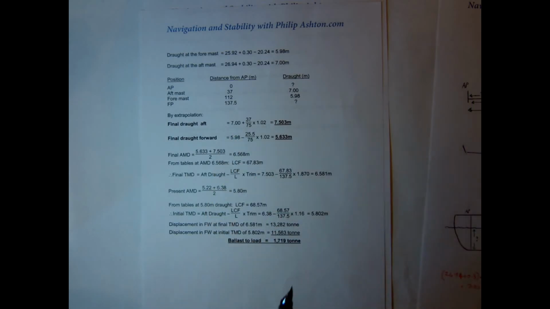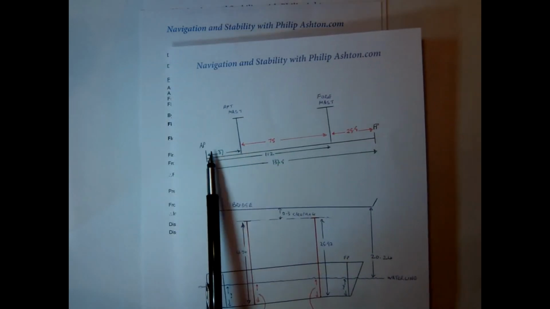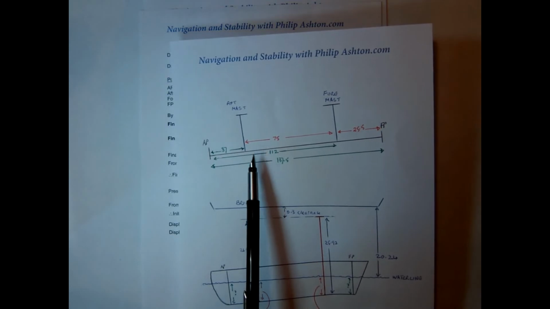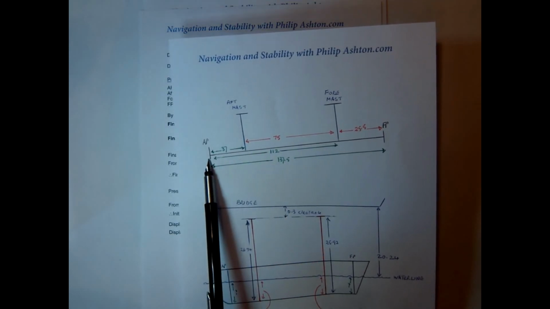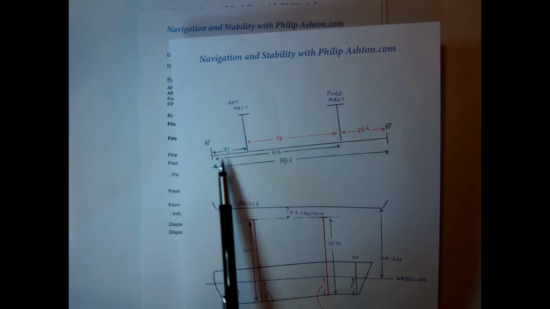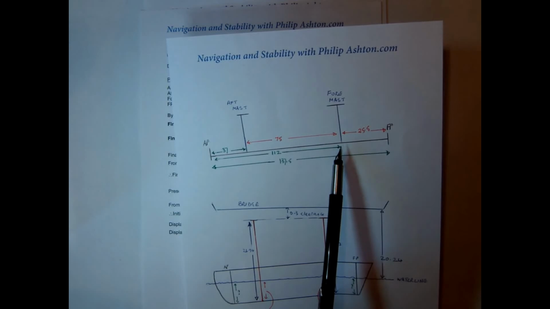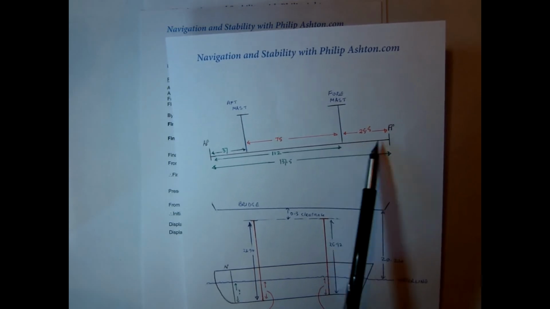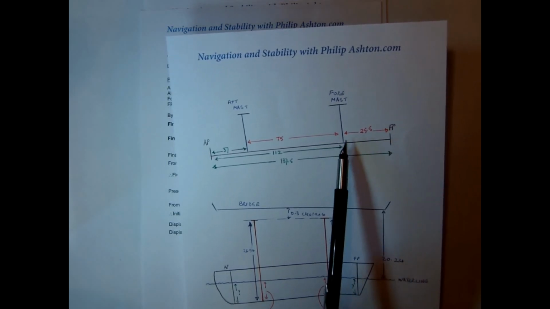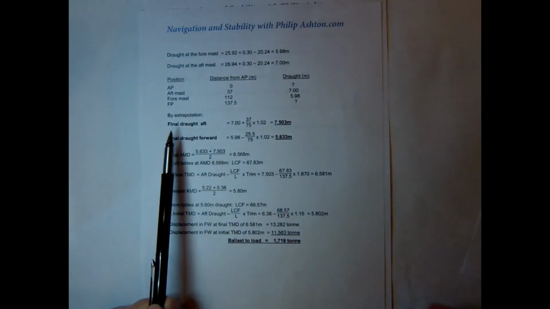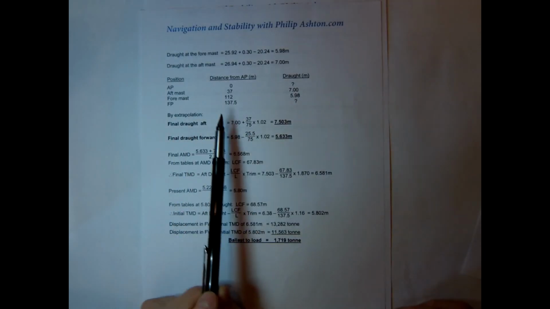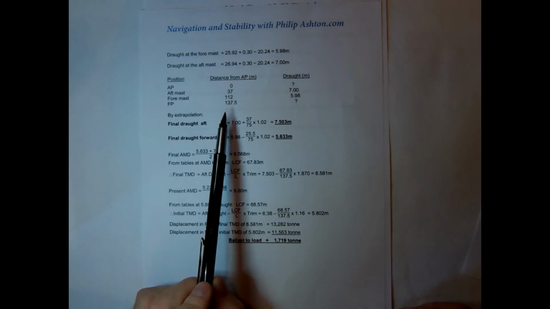Now it'll be plus because we're trimmed by the stern, and our aftmast is forward of the after perpendicular, so we're trying to find the draft at the after perpendicular, so the correction to the aftmast must be plus, and the opposite will be true for the foremast. Because we're trimmed by the stern, we're going from the foremast to the forward perpendicular, that correction must be a minus. So for the aft it's 7 plus 37 over 75 times the 1.02.